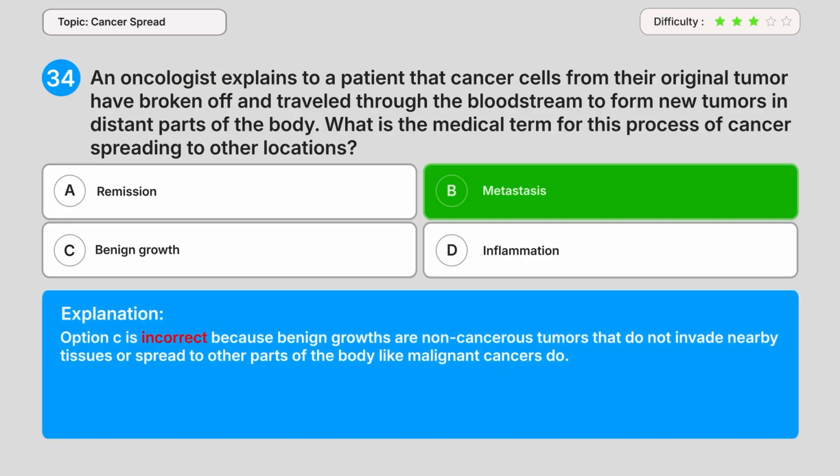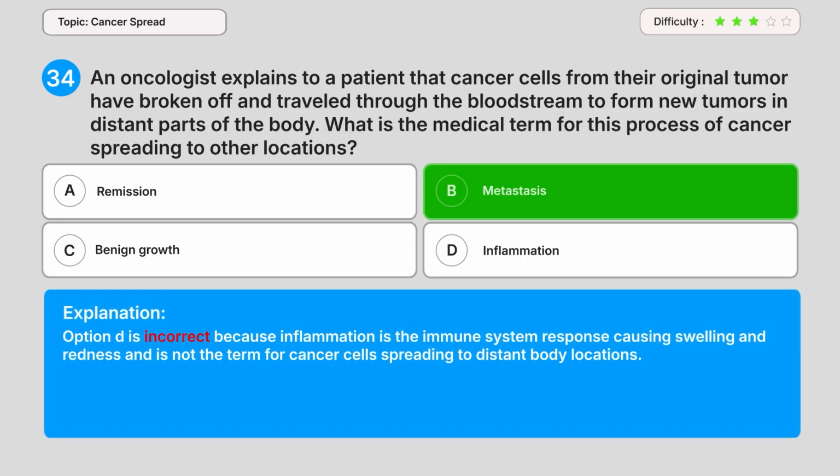Option C is incorrect because benign growths are non-cancerous tumours that do not invade nearby tissues or spread to other parts of the body like malignant cancers do. Option D is incorrect because inflammation is the immune system response causing swelling and redness, and is not the term for cancer cells spreading to distant body locations.